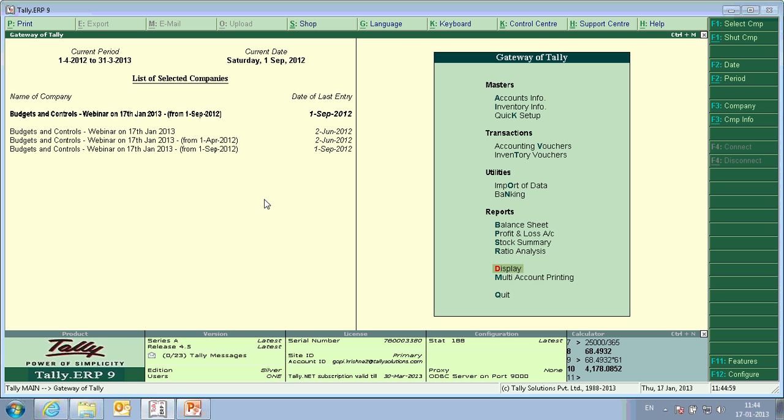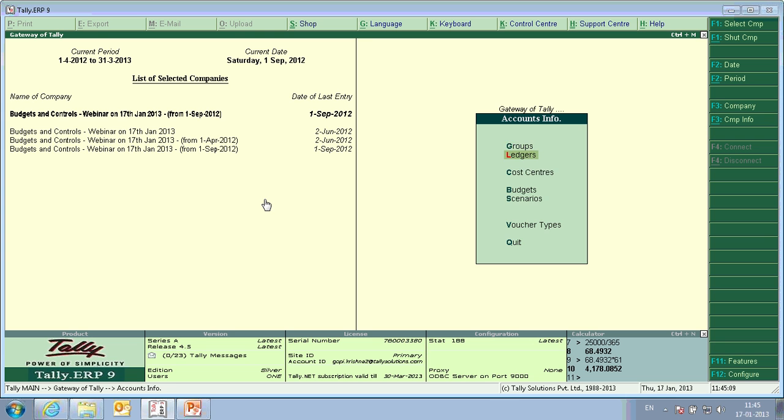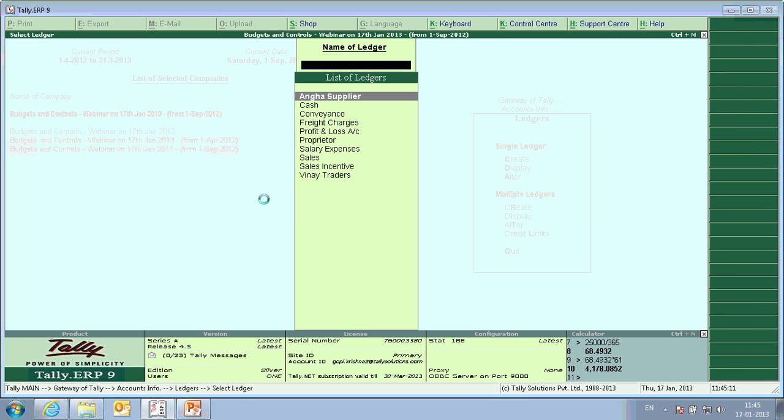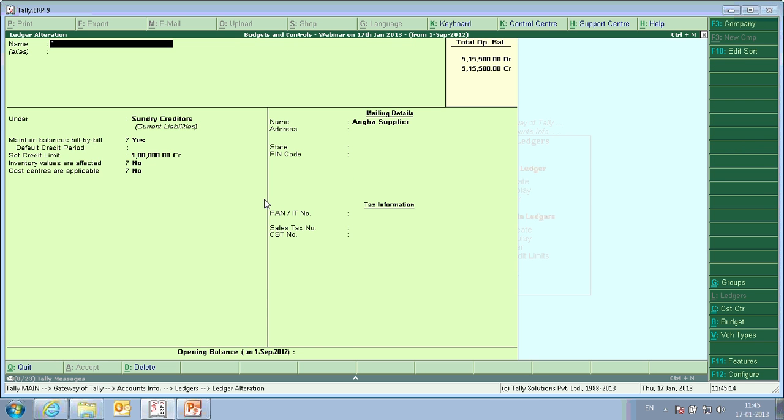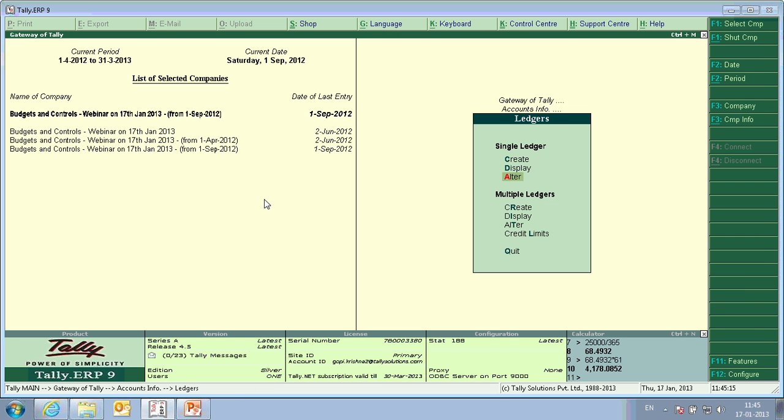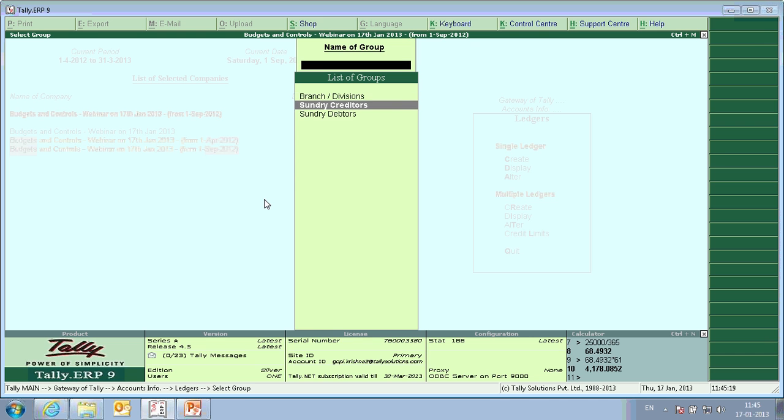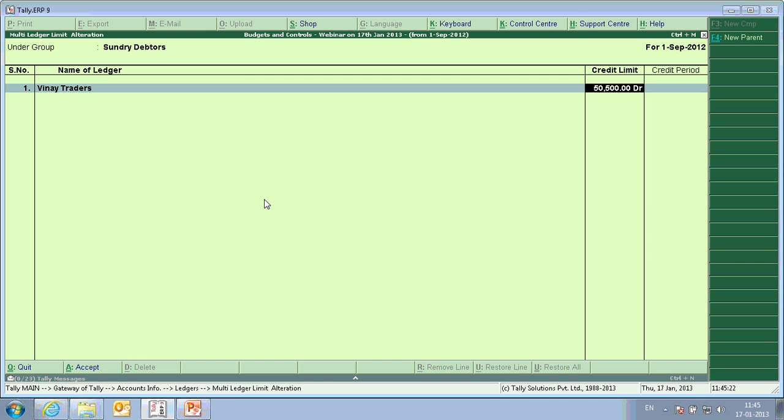Tally Bank Authentication says, where can we set credit limit options, sir? Budget and controls only, whether you want to enable or set it. We have both ways. One is ledger creation, or ledger alteration. Or we have one more option called credit limits here. When you select credit limits, you can fix it for debtors, creditors, or whoever is available. So I can fix the limit over here.